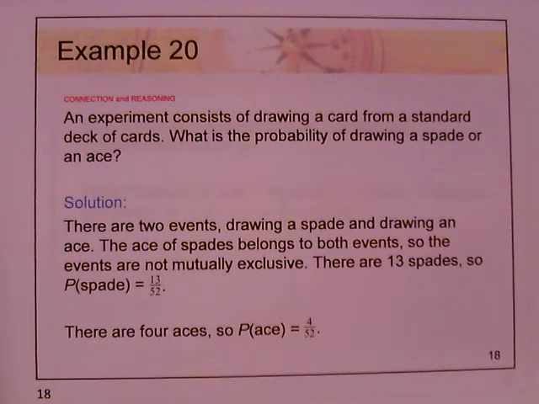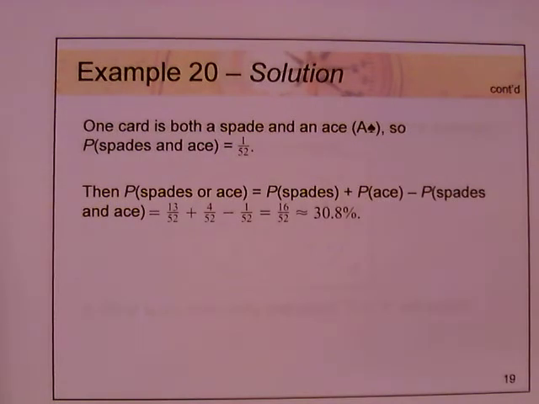So here there are 13 spades in a deck of cards, so the probability of drawing a spade would be 13 over 52. Okay, and the 52 is the number of cards in a standard deck. And there are 4 aces, so the probability of an ace would be 4 out of 52. Now next, there is one card that is both a spade and an ace. That's the ace of spade. So the probability of drawing a spade and an ace would be 1 out of 52.